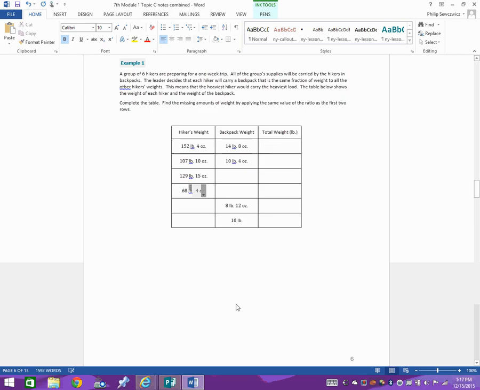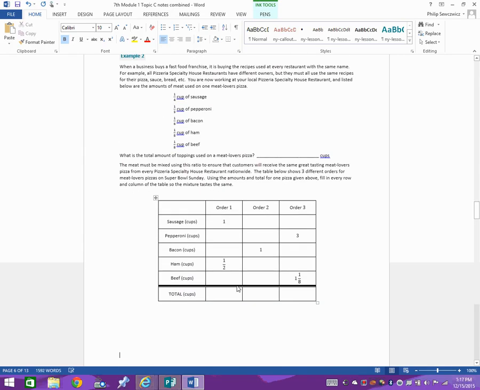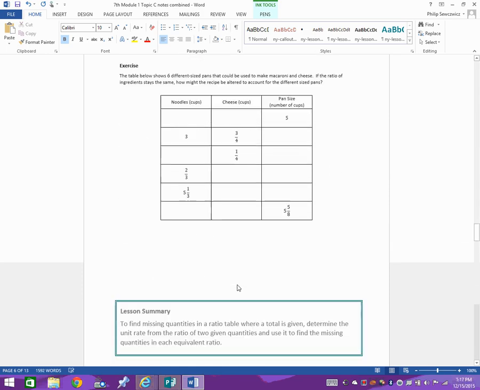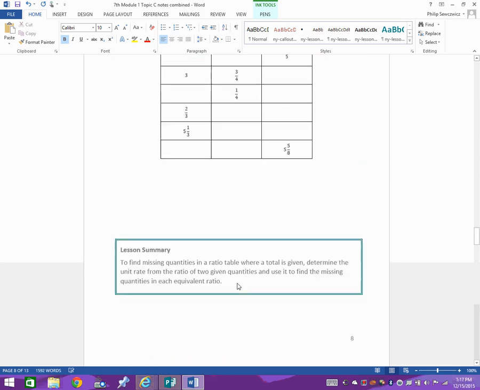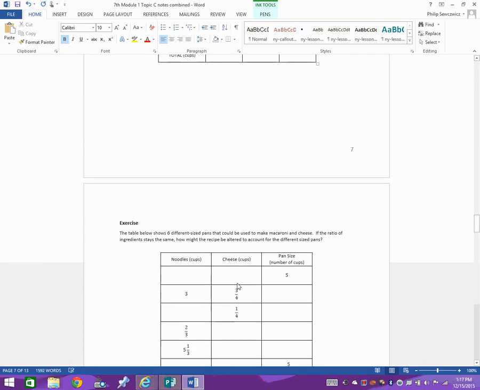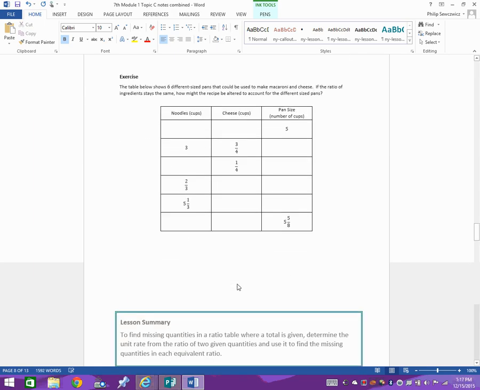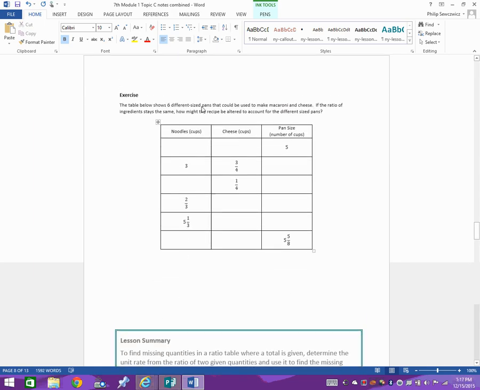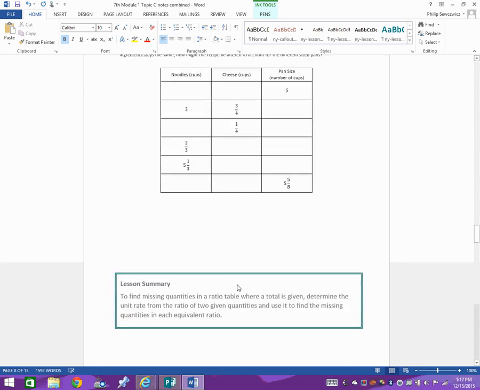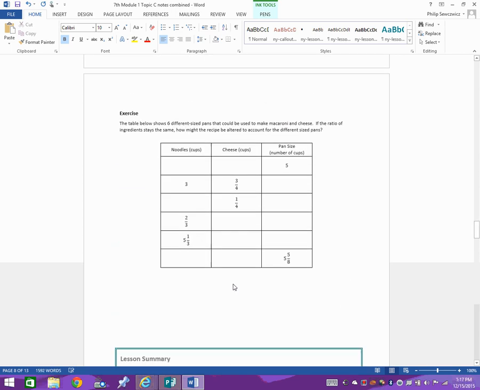So what we're looking at here is, and actually let's stop here a second. We're going to skip on down to, that's too far. Yeah, here we go. This is the one that we want. All right, the noodles here. Noodles and cheese and pan sizes there. So it's the very last problem there. So page number 8, I believe you're going to be on there.